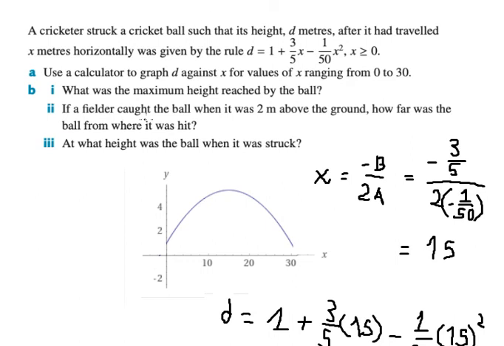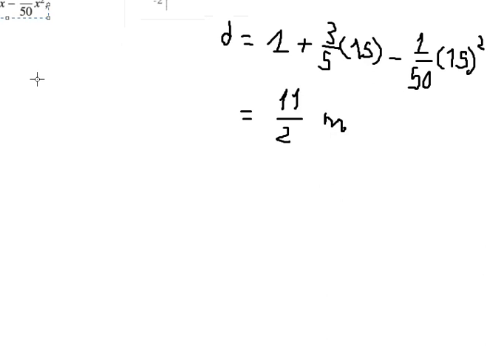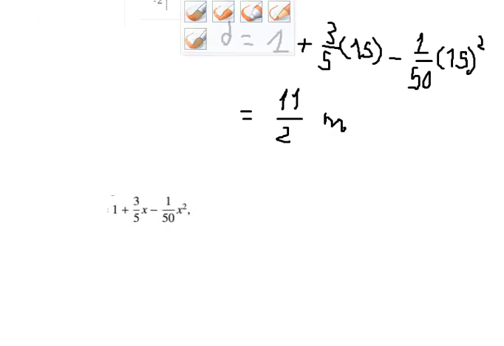If a fielder caught the ball when it was 2 meters above the ground, how far was the ball from where it was hit? So we have the number 2, that's the height in here. And we know that we can draw the line in here. So we need to find this intersection and this intersection. So we put this equation equal to 2, so that we can find the solution of S to reach the height of 2.